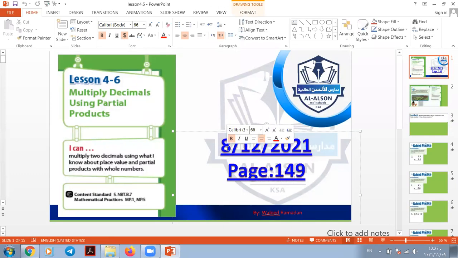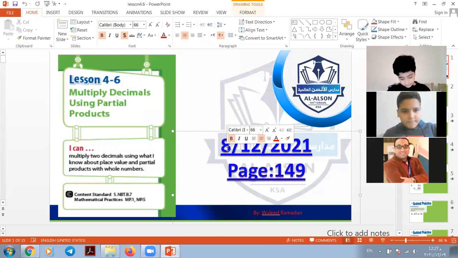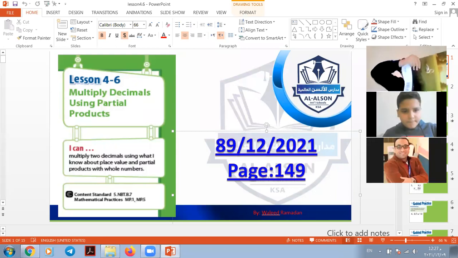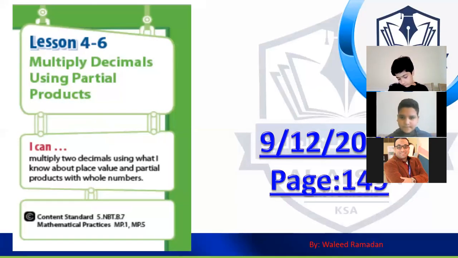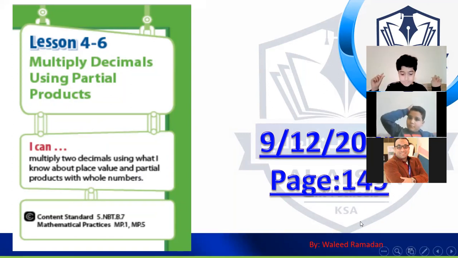Adjust the date today. Today is 9, not 8. 9 of December 2021, in page 149. Please open this lesson. We are in lesson 4.6, multiply decimal using partial product. Multiply decimal using partial product is our session, our lesson today.